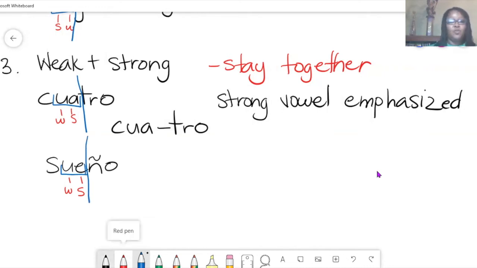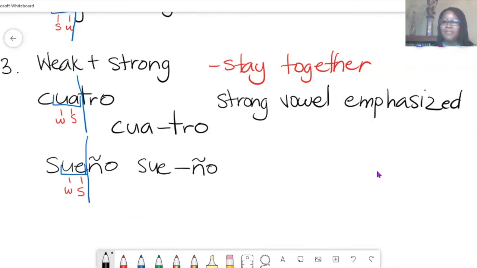So breaking this into syllables now becomes sue, ño. Remember that the tilde gives us that invisible I sound coming after the N. Sue, ño, sueño. And that's rule 3 in a nutshell. Final rule, and then we're going to wrap up this video.